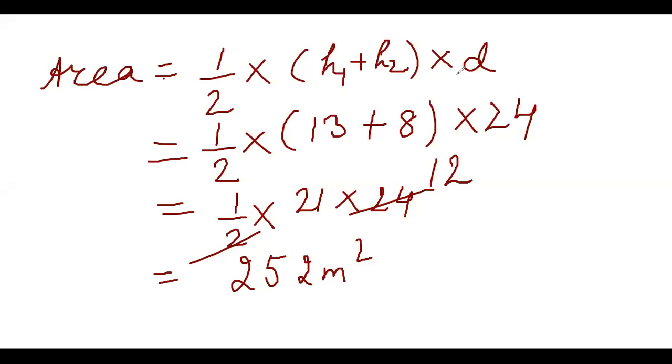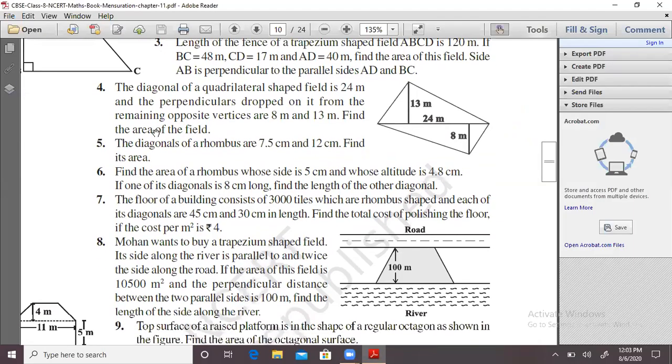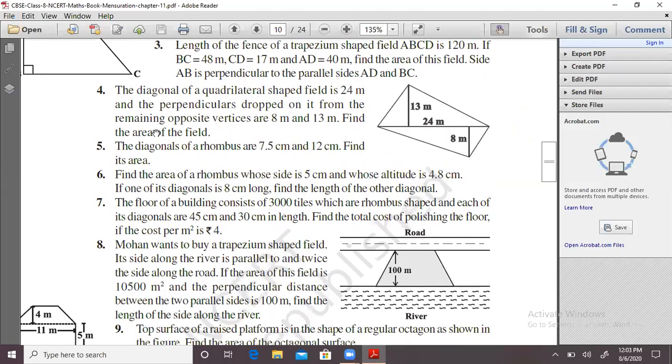Next question, question number 6. The diagonals of a rhombus are 7.5 centimeter and 12 centimeter. Find its area. In this question, we have given diagonals of rhombus and you have to find out area. So two diagonals are given here, say diagonal 1 and diagonal 2. It's so simple. Use the formula here of the rhombus and find out the area.